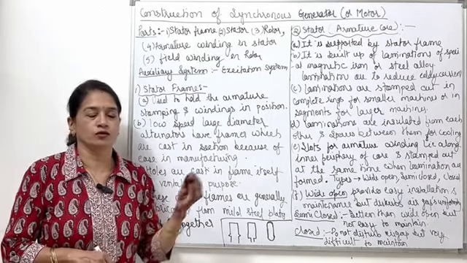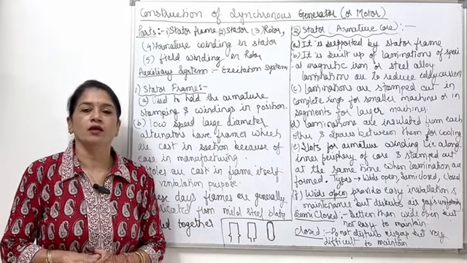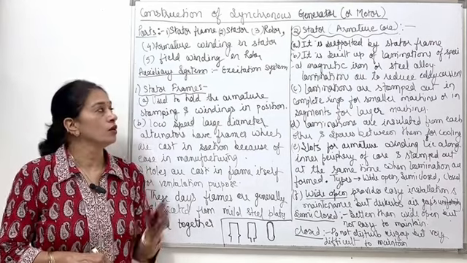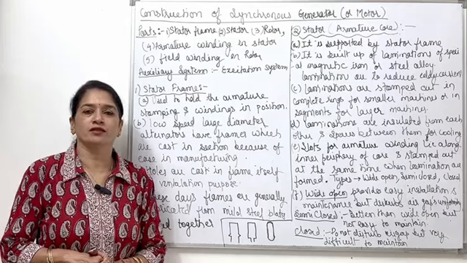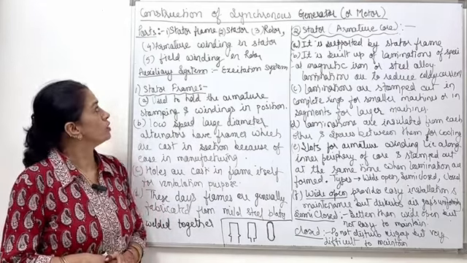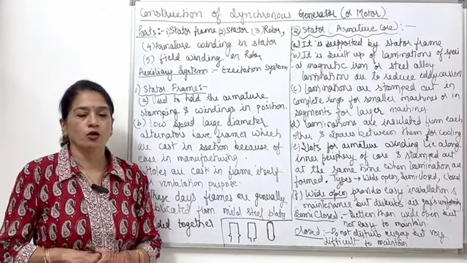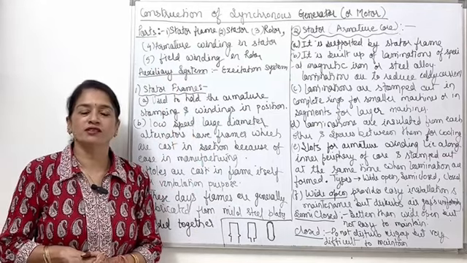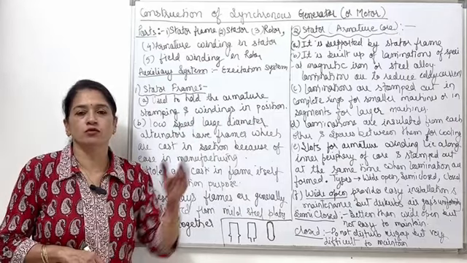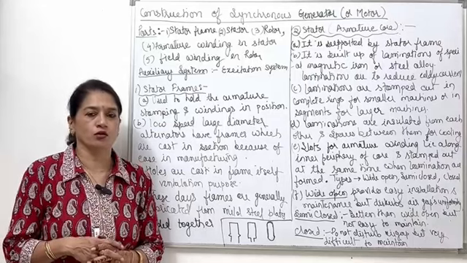Now I come to the construction of the synchronous generator or alternator. One thing I should make clear is that this construction is the same for the synchronous motor also. One by one I will discuss its construction parts: the stator frame, stator, rotor, armature winding in the stator, and DC field winding over the rotor. Along with that, I need to discuss the auxiliary system which helps to run the alternator, known as the excitation system.